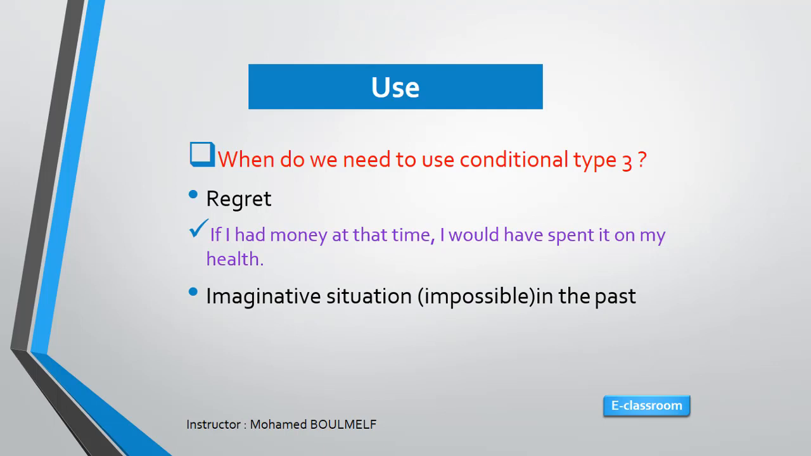Sometimes we use it when we talk about an impossible situation or something that you imagine in the past, something that didn't happen or could not happen. Or, I could have helped him if I had had enough money. So it means that you didn't have enough money. It was impossible for you to have that amount of money.